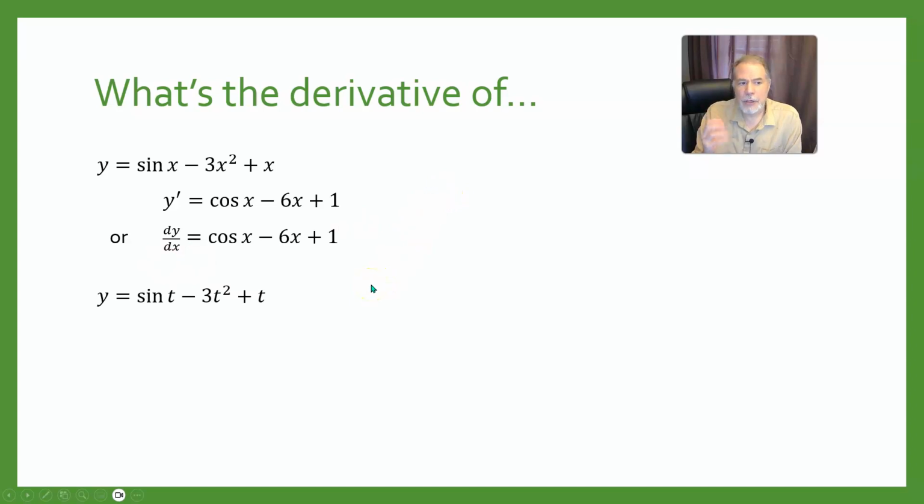Now, if I had written y equal to sine of t minus 3t squared plus t, so essentially the same function, but this time I'm using the letter t as the independent variable that y is a function of. So the derivative would be y prime equals cosine t minus 6t plus 1. Or in this case, I would call it dy dt.